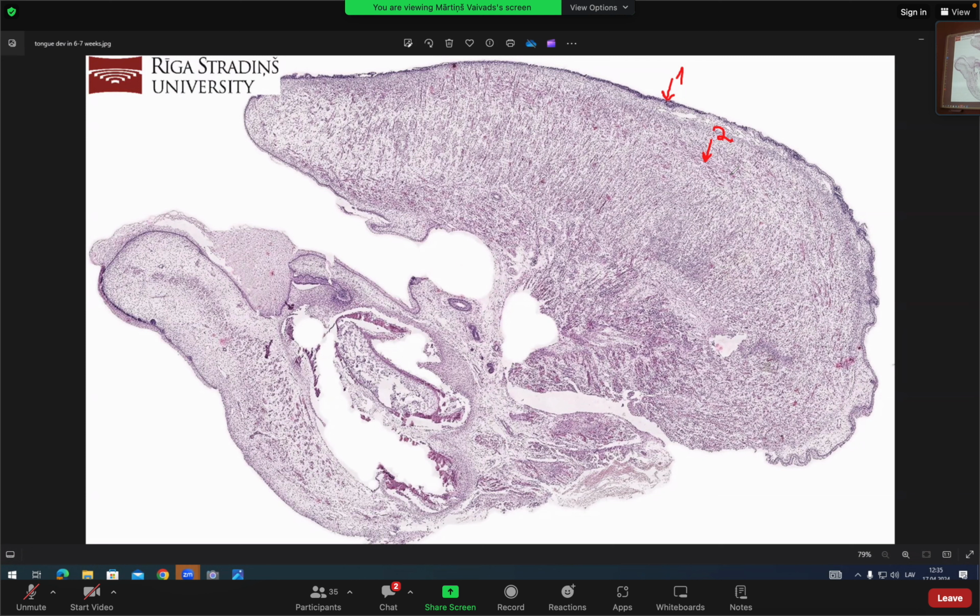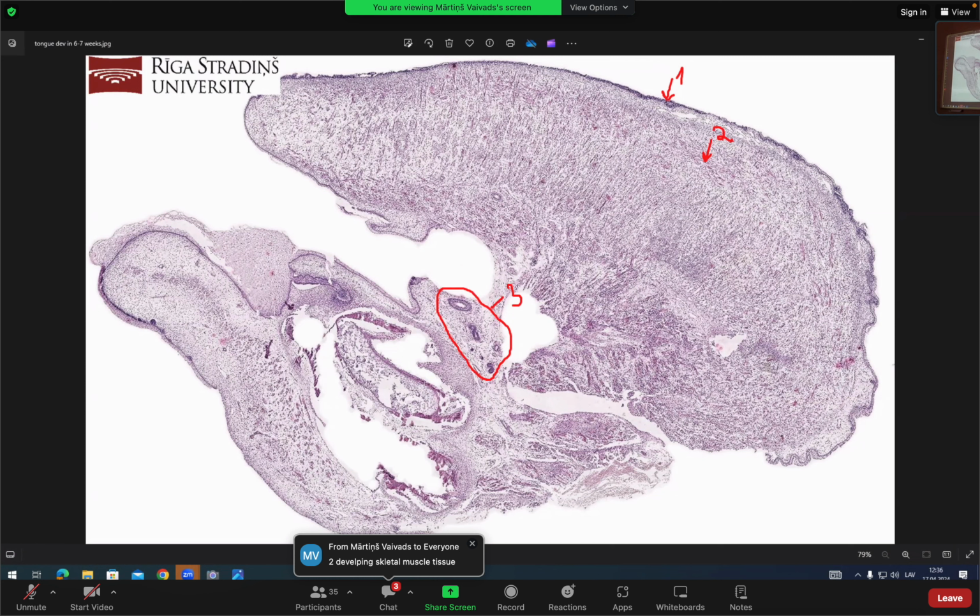Then what else is in the slide? This area here, with number 3, we call the developing sublingual gland. Number 2 was developing skeletal muscle tissue, and number 3, developing sublingual gland.